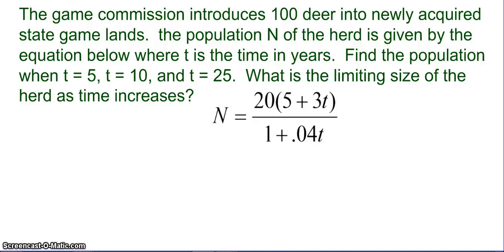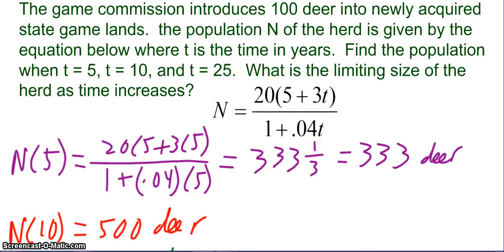Alright, so again, pause the video, answer those questions, and then unpause it when you're ready to check your answers. And if you're wondering, yes, for at least the first part here, T equals 5, 10, and 25, it is as simple as it sounds. So pause the video and unpause it when you're ready to check.